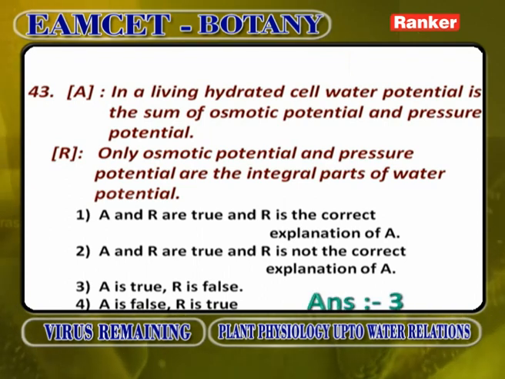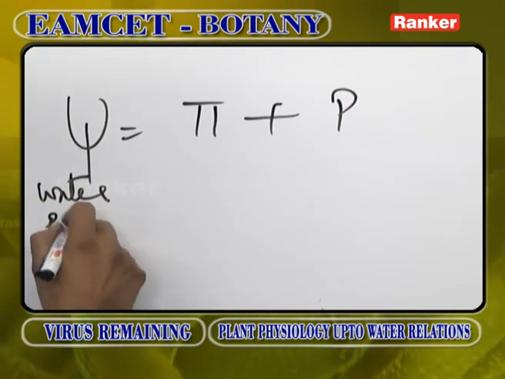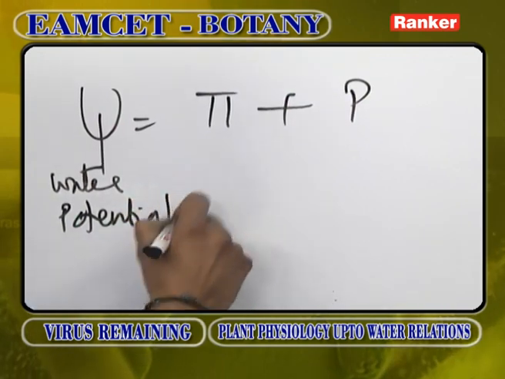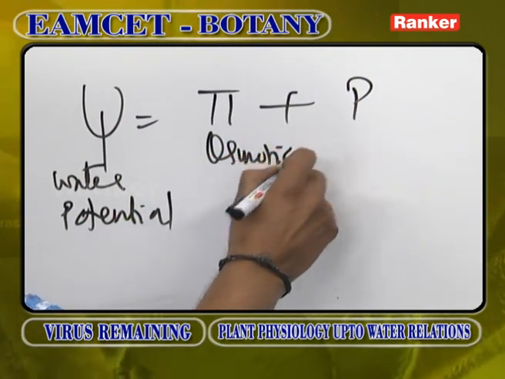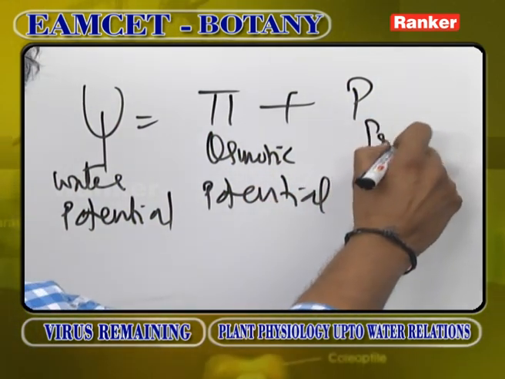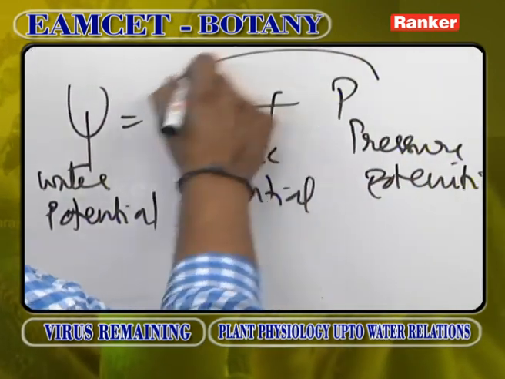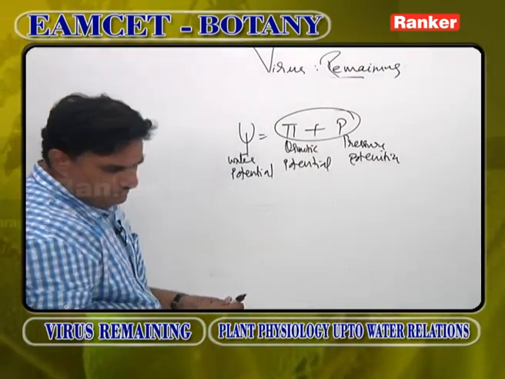It is an assertion reasoning question. In a living hydrated cell, water potential is the sum of osmotic potential and pressure potential. That means psi is equal to pi plus P. Psi is water potential, pi is osmotic potential, P is pressure potential. The sum of osmotic potential and pressure potential is equal to water potential.